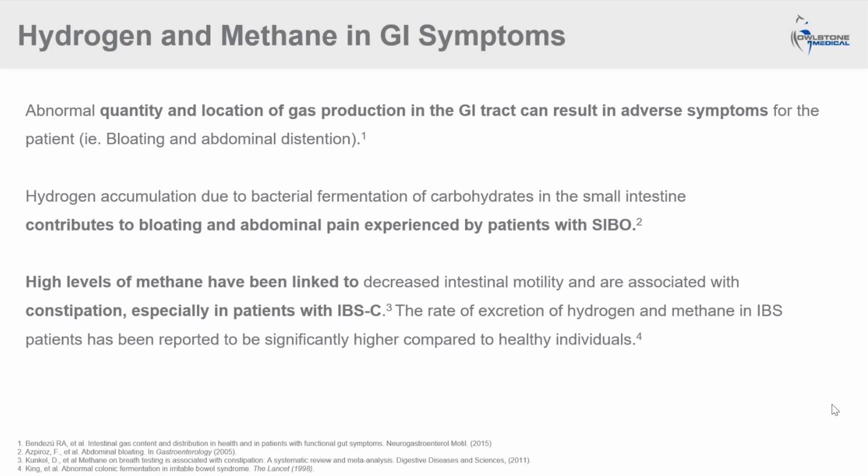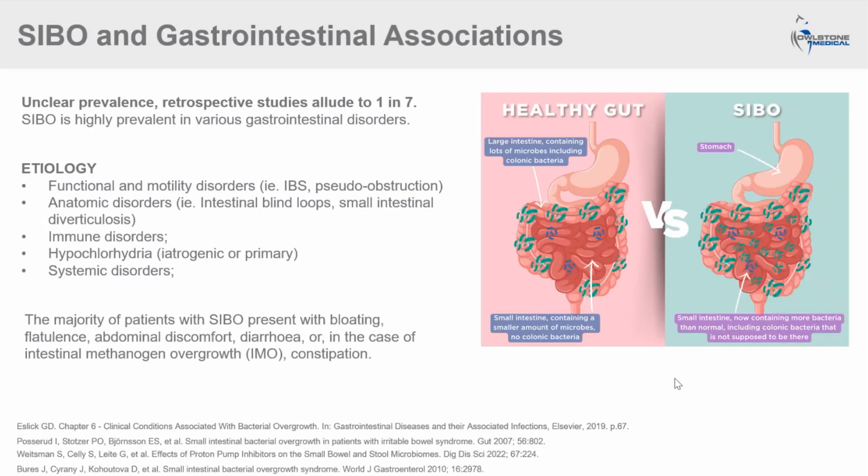In IBS, which is a disease characterized by abdominal pain, bloating, and changes in bowel habits, hydrogen and methane levels may be altered. High levels of methane have been linked to decreased intestinal motility and are associated with constipation, especially in patients with IBS type C. Hydrogen accumulation due to bacterial fermentation of carbohydrates in the small intestine also contributes to bloating and abdominal pain, which is experienced by patients with SIBO.